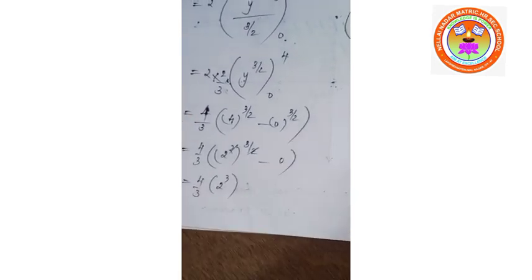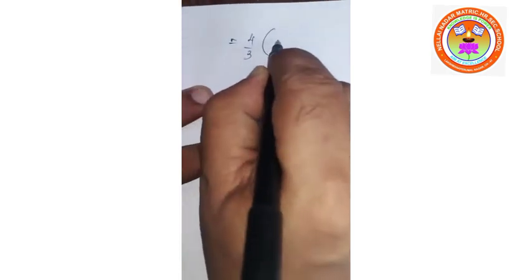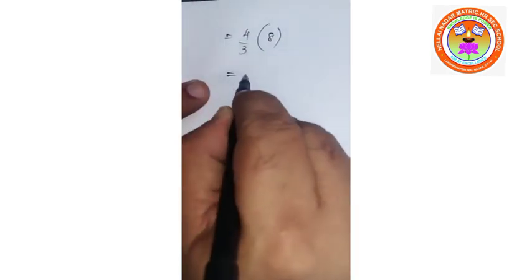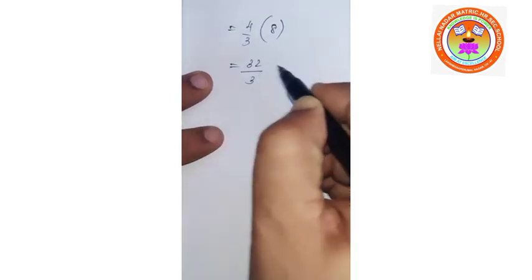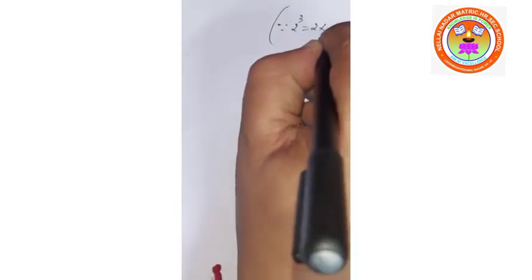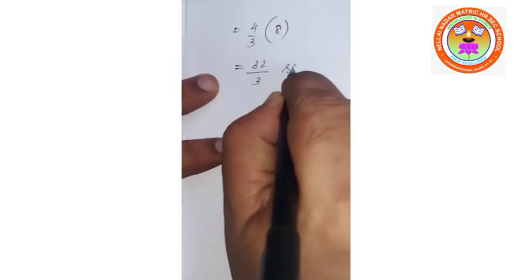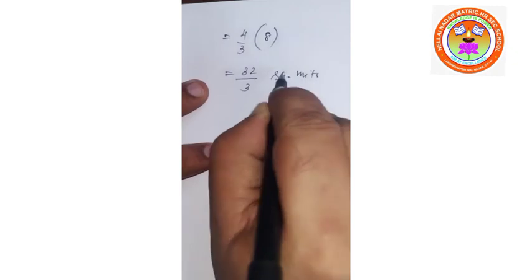That is equal to 4 by 3, 2 cube that is equal to 8. 4 8s are 32 by 3. Since 2 cube is 2 into 2 into 2, that is equal to 8. So the area is 32 by 3 square units.